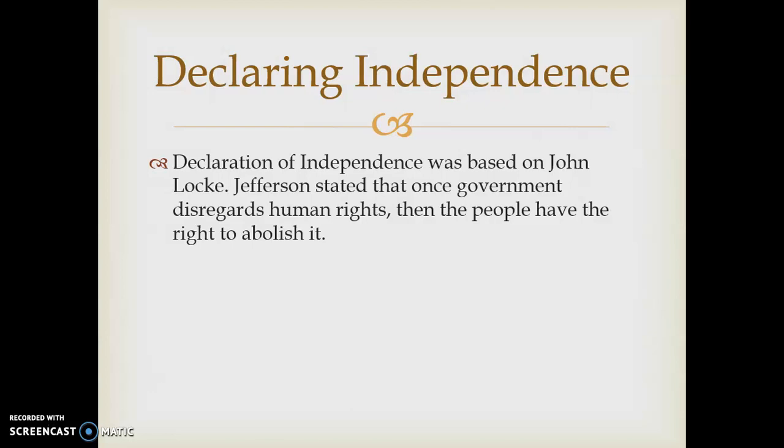So to double down on the Declaration of Independence before we read it in class, it was based on the ideas of John Locke, that Jefferson states that once a government disregards human rights, then the people have the right to abolish it, that it is our responsibility to remove any government that refuses to protect our rights.